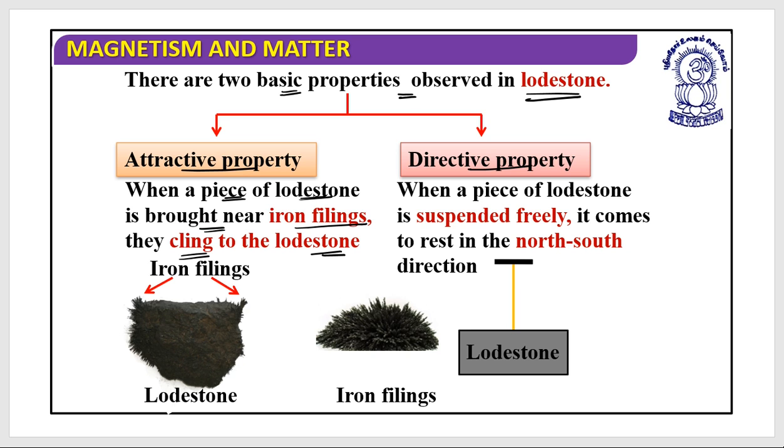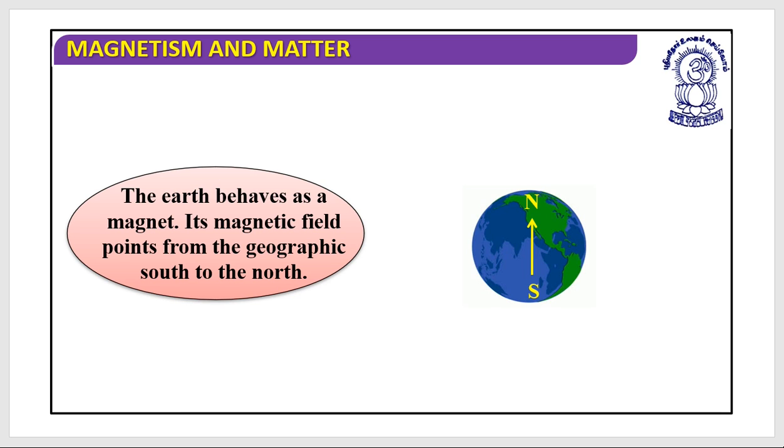And in the directive property, when a piece of lodestone is suspended freely, it comes to rest in the north-south direction. So why the north-south direction? Let's see. The earth behaves as a magnet, and the magnetic field of the earth points from the geographical south to the geographical north. This is the magnetism of earth, which we call the earth's magnetism.